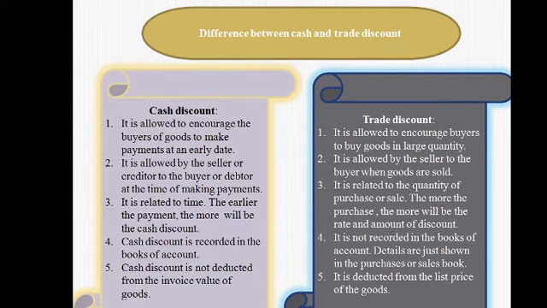So we have differences between cash and trade discount. Number one on the list, it is allowed to encourage the buyers of goods to make payment at an early date. Yes, for cash discount, these are the discounts that businessmen or women give out so that their customers will learn to pay on time. They will tell you if you pay immediately, we're going to give you 2% off. If you're going to pay tomorrow, we're going to give you 1.5% or 5% off. Now this is discount to encourage you to pay early.